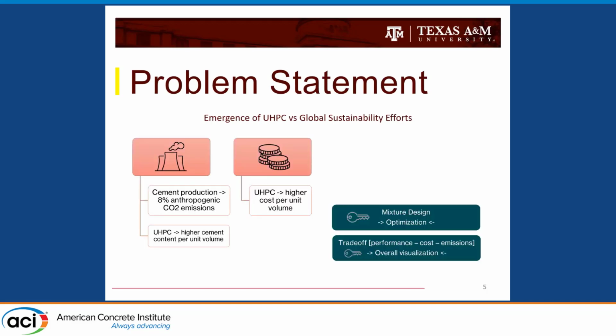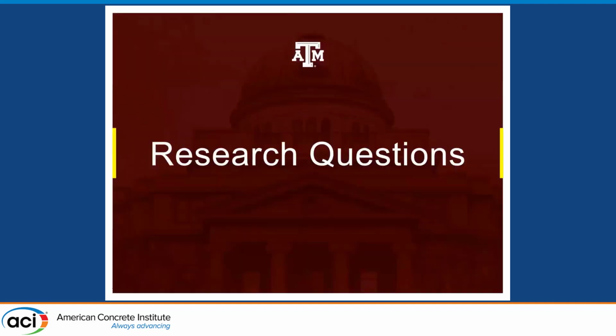So what is the key to show how UHPC is actually a sustainable material? Well, the key is in the mixture design optimization: having the right tools to make the right UHPC with the right performance and right sustainability, and also having proper tools that allow us to evaluate these trade-offs between performance, cost, and emissions concurrently, because we have to optimize all of these together.